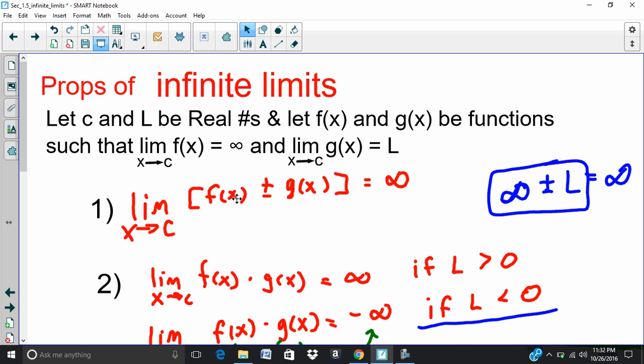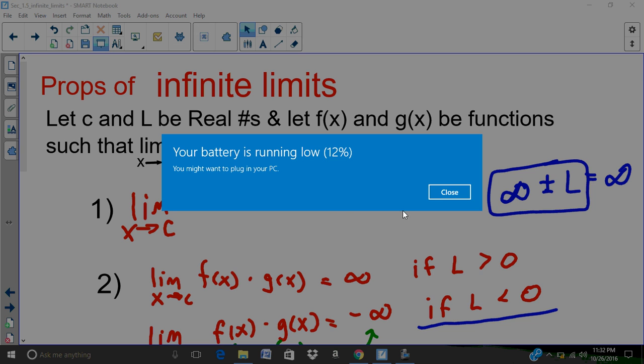So, if we were to take the limit of the two functions added together, wow, that was loud in my ear.